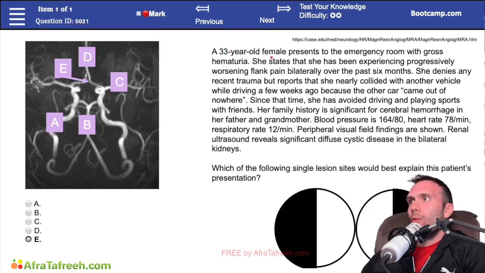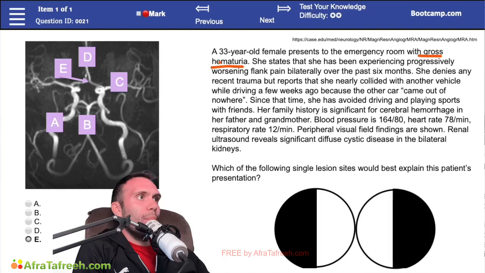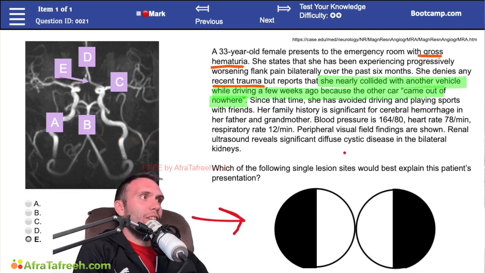Okay, so 33-year-old female, she has gross hematuria. This doesn't strike me initially as an aneurysm question, but I think you already know where this is going based on reading this. So she has flank pain over the 6 months, so it's kind of chronic, no recent trauma. Okay, that's important. But she nearly collided with another vehicle while driving a few weeks ago because the other car came out of nowhere. That's pretty important. But I think the fact that we get the peripheral visual field findings here kind of gives it away.